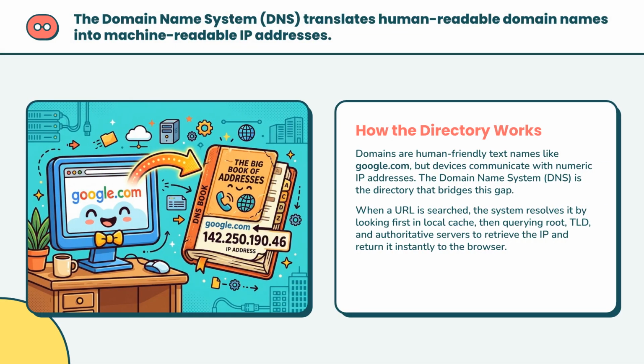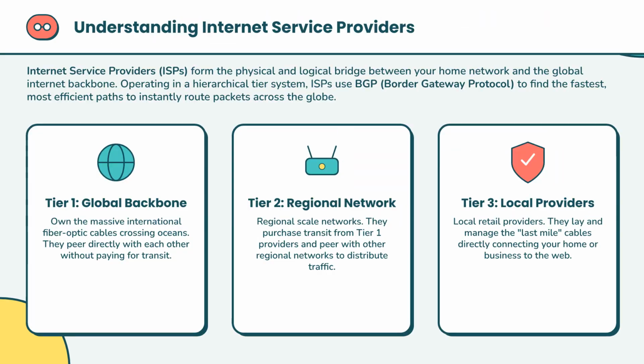The Domain Name System, or DNS, acts as the Internet's directory. It bridges the gap between human-friendly domain names, like google.com, and the complex numeric IP addresses that machines use to communicate. Internet service providers operate in a hierarchical tier system to route data globally.